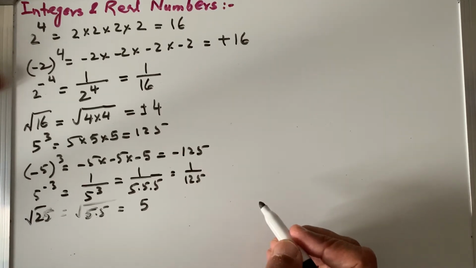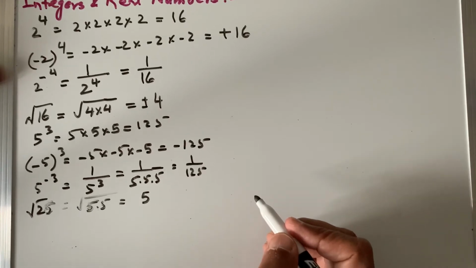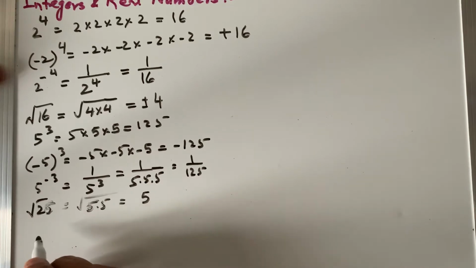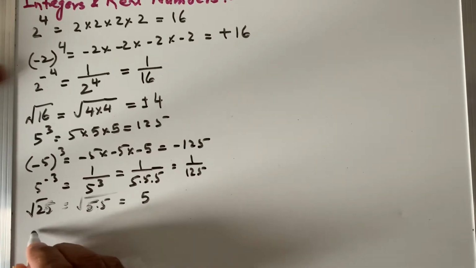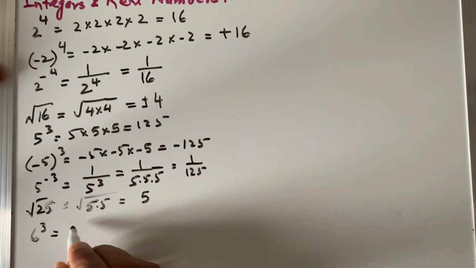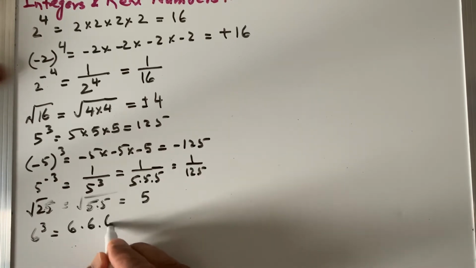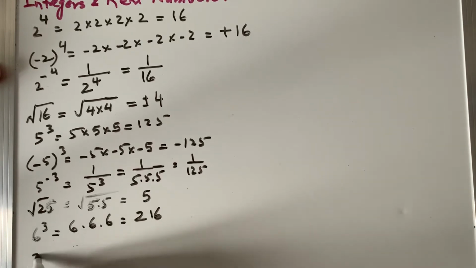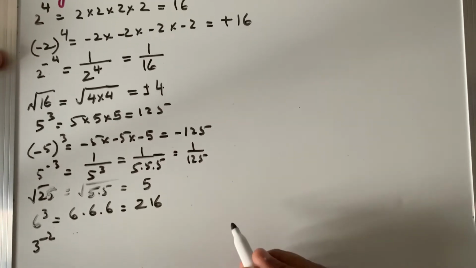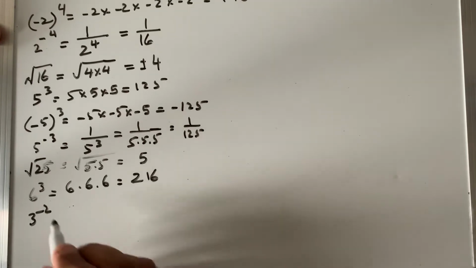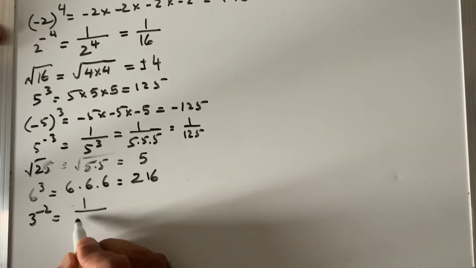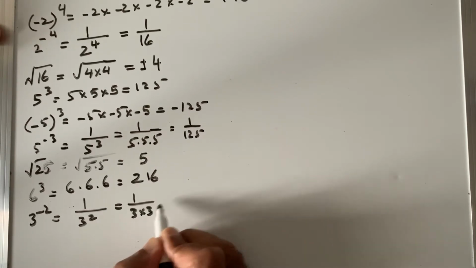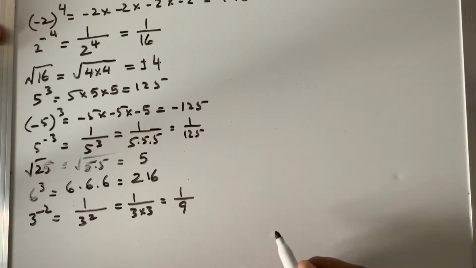So in this way, you can continue doing questions and you will have some practice for your EQAO test. So next question, 6 to the power 3. That means 6 times 6 times 6, which is 216. 3 to the power minus 2 means a negative power can be made positive by bringing it into the denominator. So it's just 3 times 3 in the denominator, which is 1 over 9.